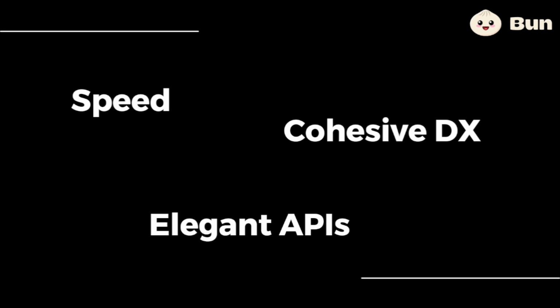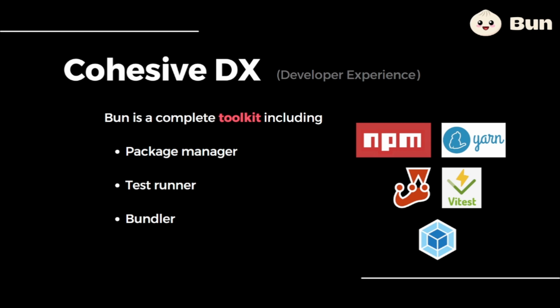Bun has three major design goals, which are speed, elegant APIs, and cohesive developer experience. Let's talk about the elegant APIs. Bun provides a minimal set of highly optimized APIs for performing common tasks like starting an HTTP server and writing files. Next is cohesive developer experience.